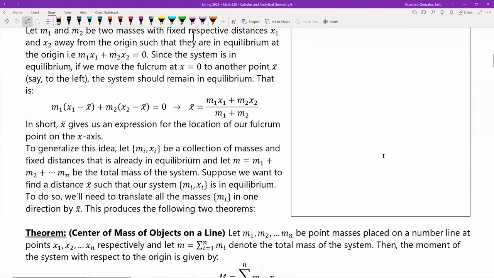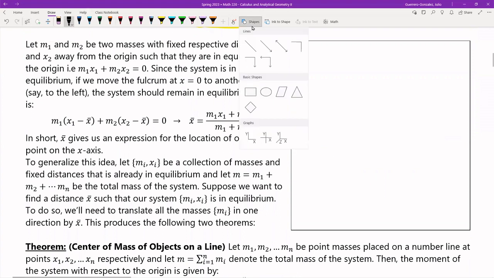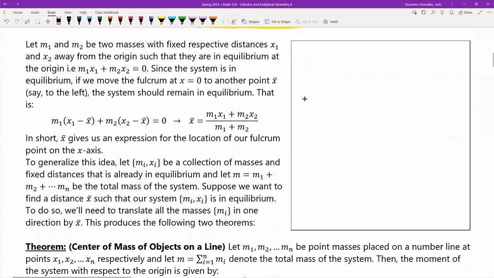Let's say I had two masses, m1 and m2, that are a fixed distance away, x1 and x2, from the origin. And you know that they are in equilibrium, aka they are balanced. So I'm going to put down an x and a y axis, really small, not too big. I'm going to go right there, and put another one right here. That's good enough.